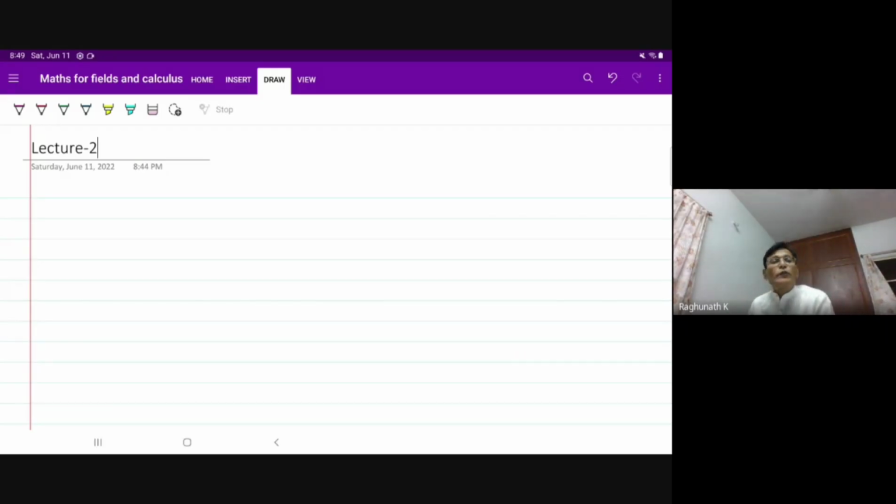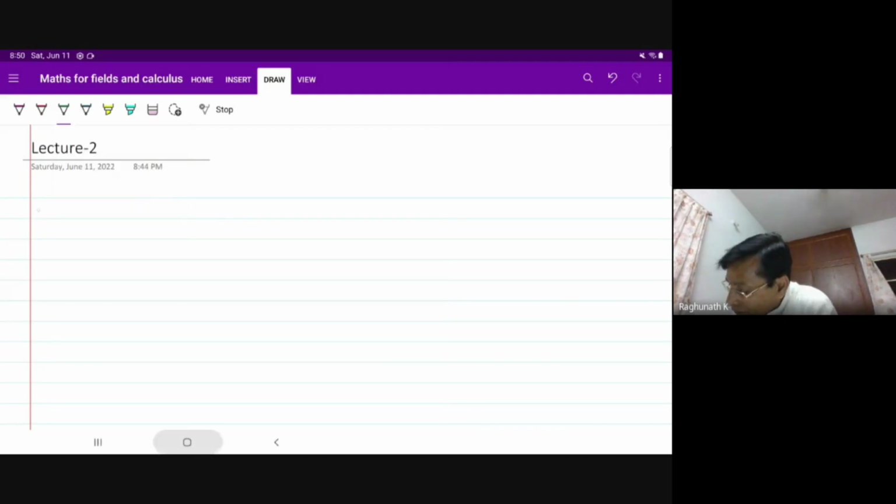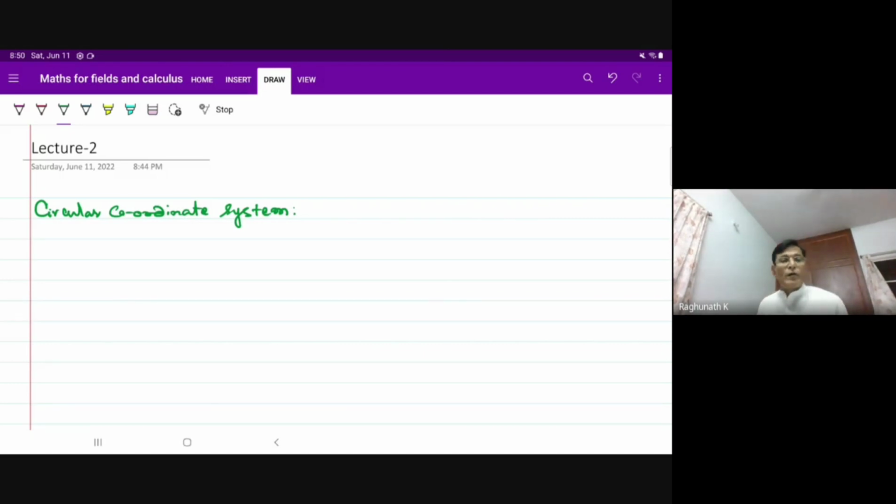We saw the two-dimensional Cartesian coordinate system. Now let us get into the circular coordinate system. This is given with respect to the Cartesian coordinate system because we need to have the conversion procedure.